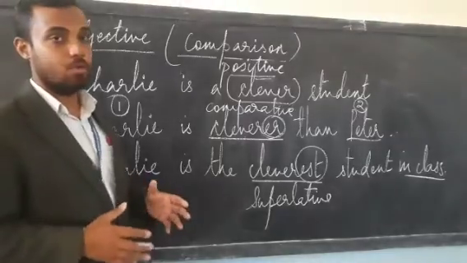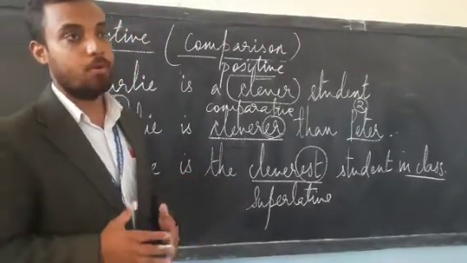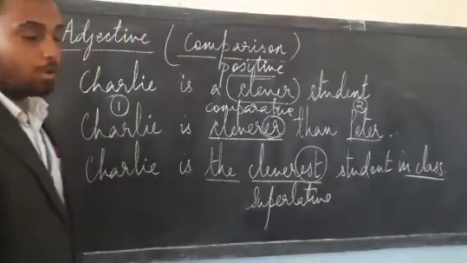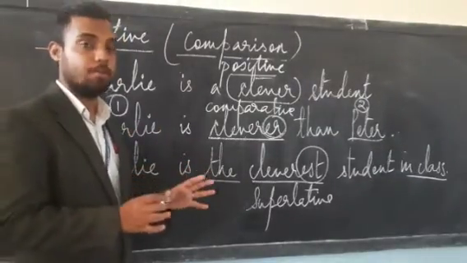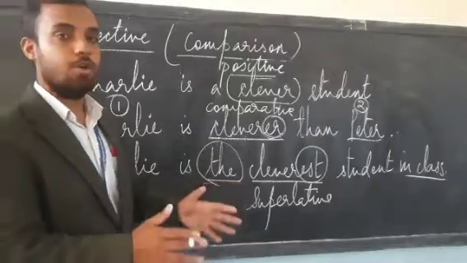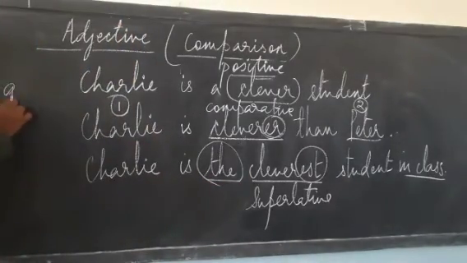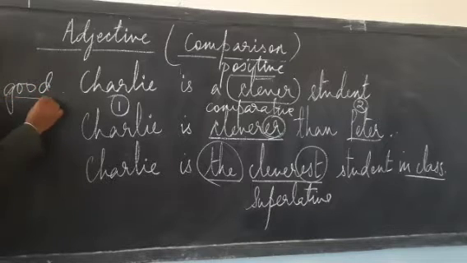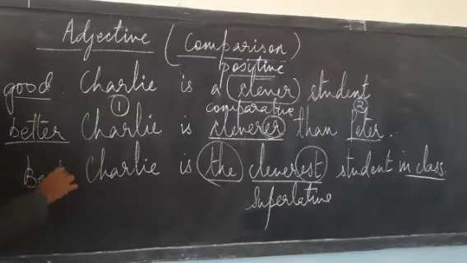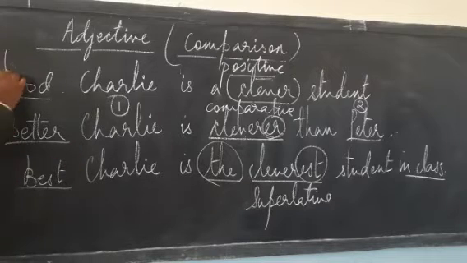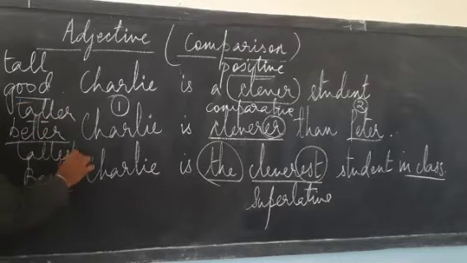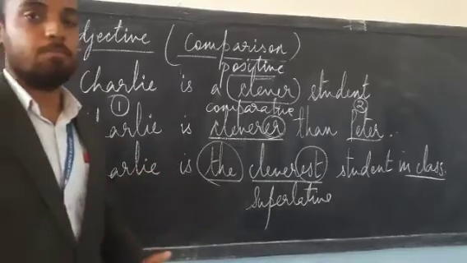And the other thing that you have to make note of is that whenever you are writing the superlative form, the article the has to be placed before it. Because you are talking about a specific person, a particular person. That is why the article the is always used before the superlative degree. Good, better, best. Good is the adjective, positive degree. Better is the comparative degree. Best is the superlative degree. Another, tall, taller, comparative degree, tallest. So these are about the positive, comparative and superlative degree.